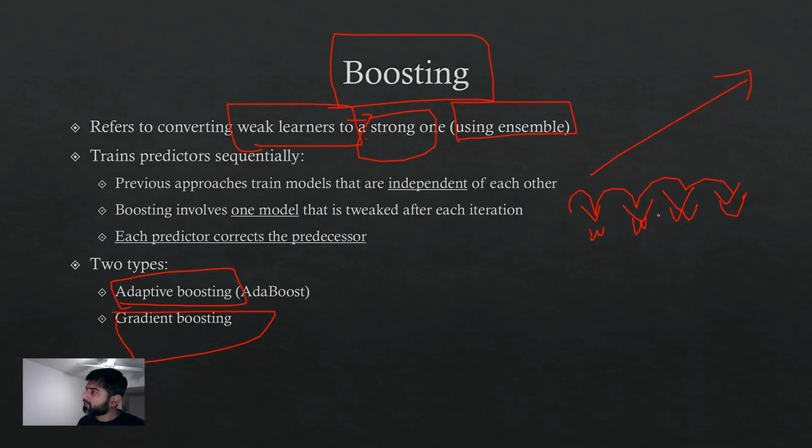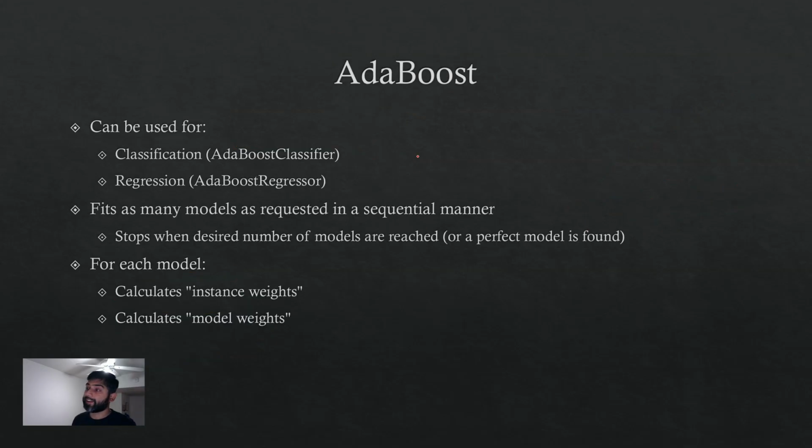I'm going to describe this concept in a little more detail. But let's look at what AdaBoost or adaptive boosting is. Obviously, there are two kinds, classification and regression. It fits the models in a sequential manner, and you can stop the fitting when the desired number of models is reached. There's an interesting concept of instance weights and model weights that gets involved in this iterative process of training the weakest link.